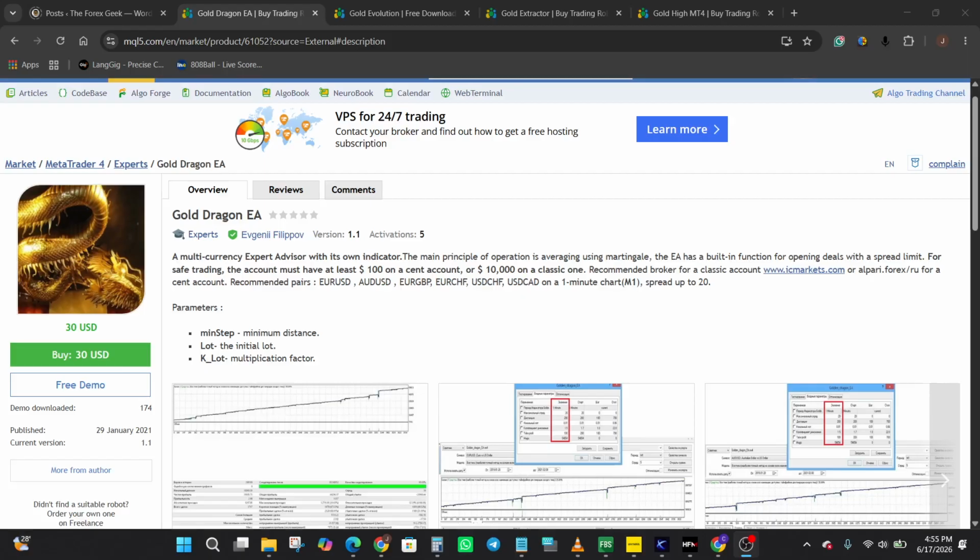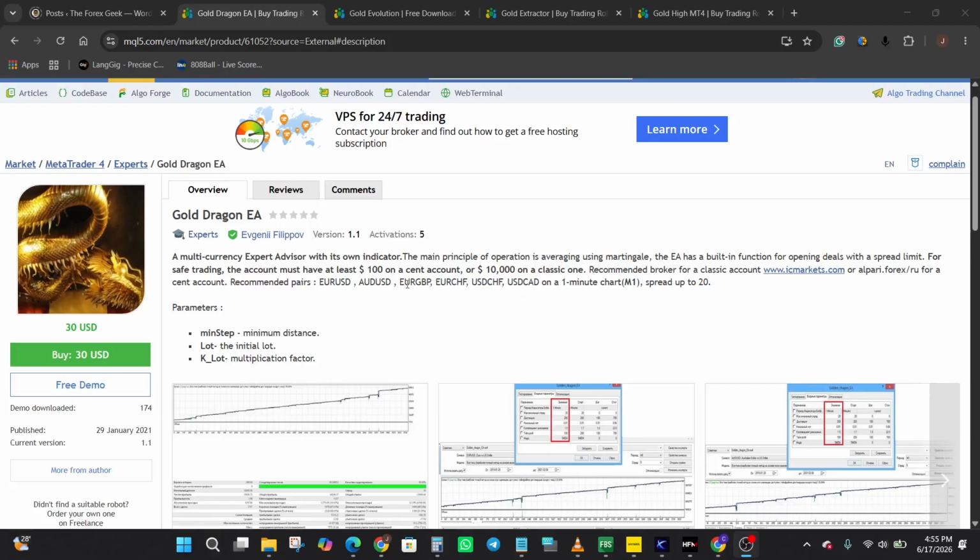In this review, I am taking a look at Gold Dragon EA, an expert advisor available for MT4. We'll go through the MQL5 Marketplace page, examine the information provided by the developer, review the available settings, and discuss the historical testing results and overall performance analysis.